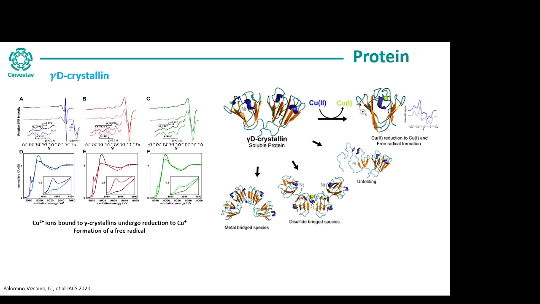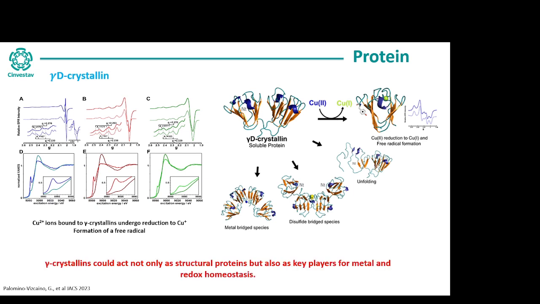In fact, we can check the different mechanisms of aggregation, because if you remember, cataracts are composed of different aggregated proteins inside the lens. So we can check whether copper accelerates the mechanism of aggregation of these proteins. So it's important to know that this protein could act not only as a structural protein, but also as a key player. Yeah, thank you.